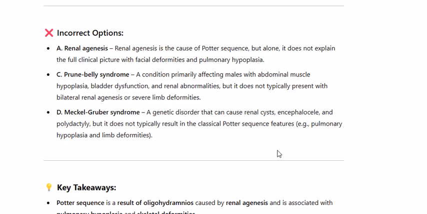A. Renal agenesis. Renal agenesis is the cause of Potter sequence, but alone, it does not explain the full clinical picture with facial deformities and pulmonary hypoplasia.